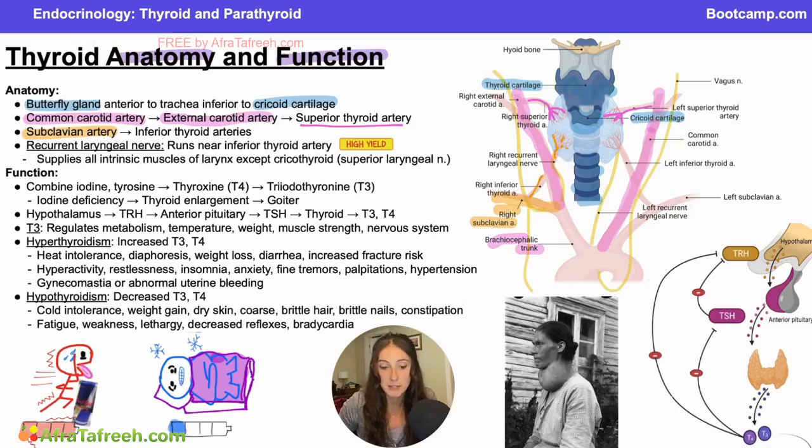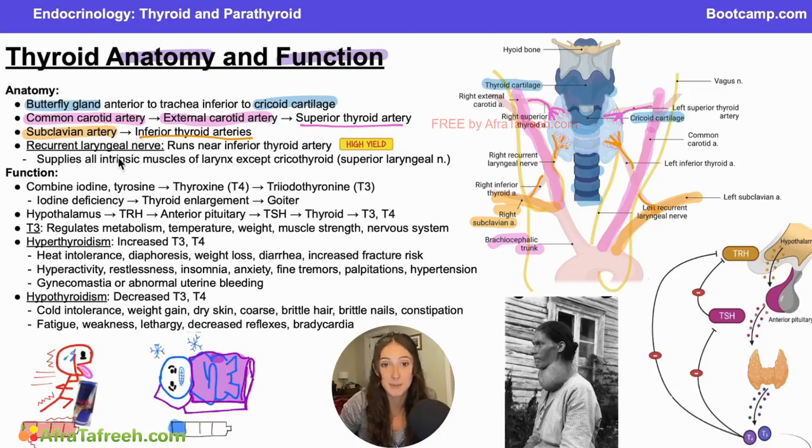That's going to be the same as on the left side, except for the fact that on our left, our subclavian is coming directly off of our aortic arch, but it's still going to give rise to our inferior thyroid artery, and thus both of our inferior thyroid arteries come off of the subclavian artery, and that is how we get supply to our inferior thyroid. Now, why is that important?